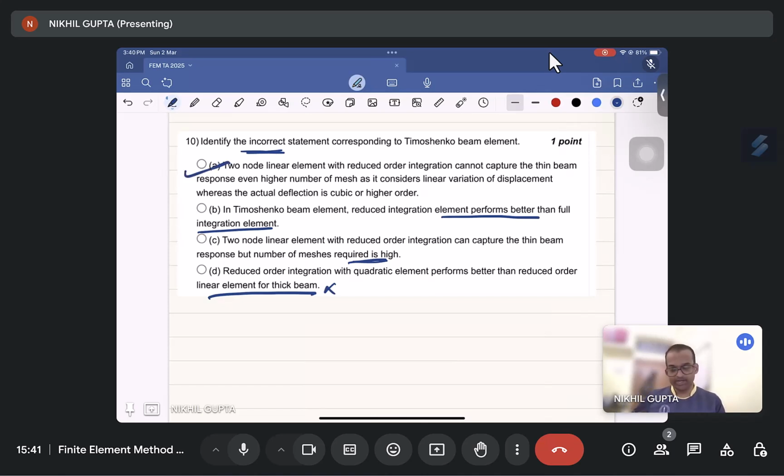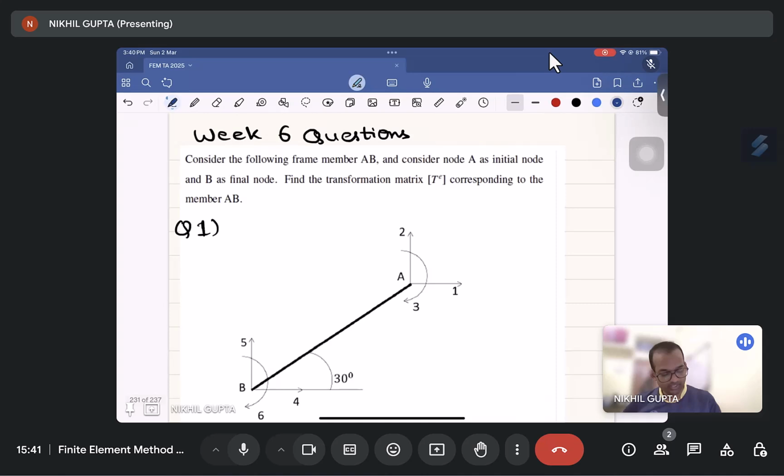This is the theoretical question which must have been covered in your theory class. So these are all the questions which were present in quiz number 5. Let's take a 5 minute break, and then I'll cover the questions which belong to assignment number 6 as well.